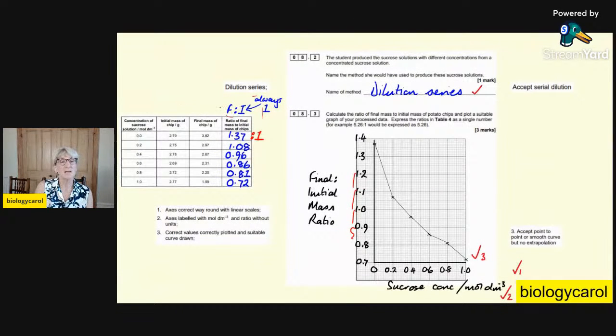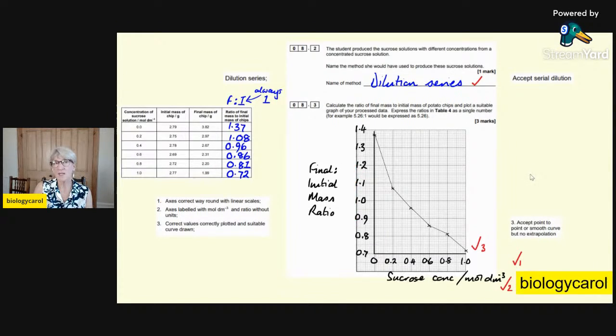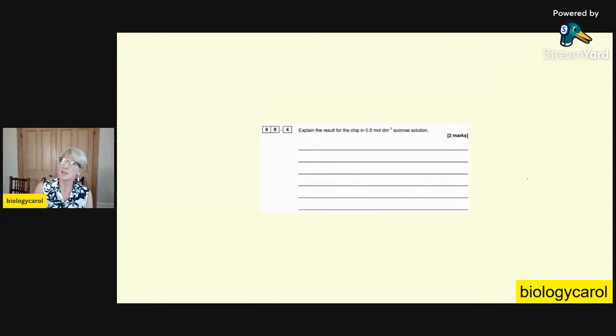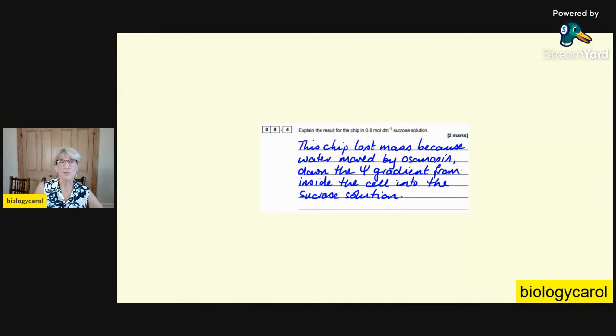Okay, this is 0.81. In other words, as we can see from the raw data, there has been a loss in mass. Why has there been a loss in mass? Well, that's because water has moved by osmosis from the potato cells into the sucrose solution down the water potential gradient, which is exactly what I wrote.